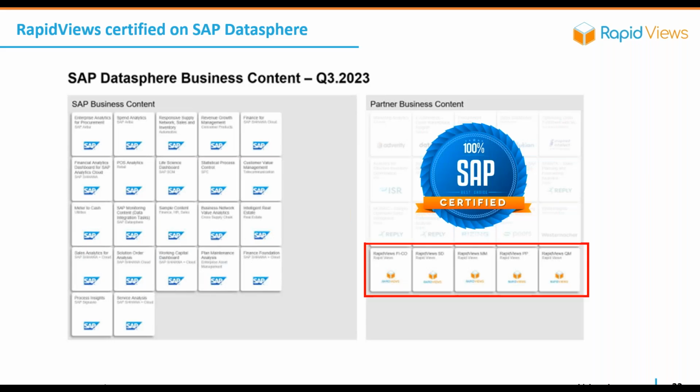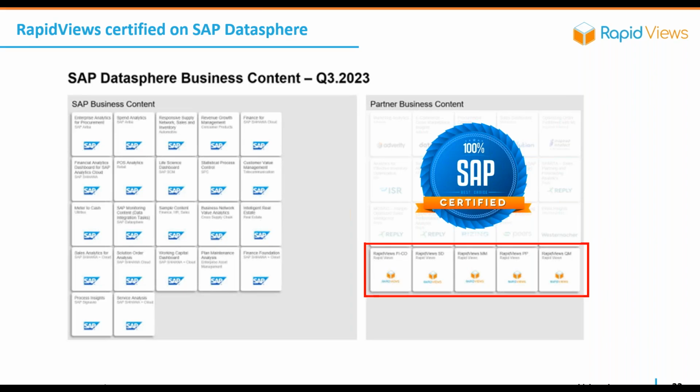All the work that we build, when we build our business content, we started on calculation views technology. Then we built it using the CDS views for S4HANA. And because SAP Datasphere is a different HANA platform, we rebuilt everything on SAP Datasphere, and we have been certified by SAP. For that reason, when you open SAP Datasphere, we are listed on this platform.